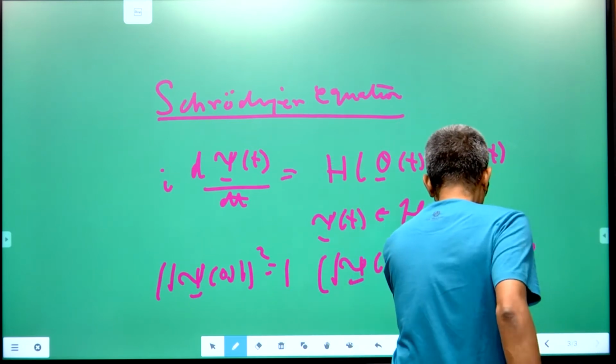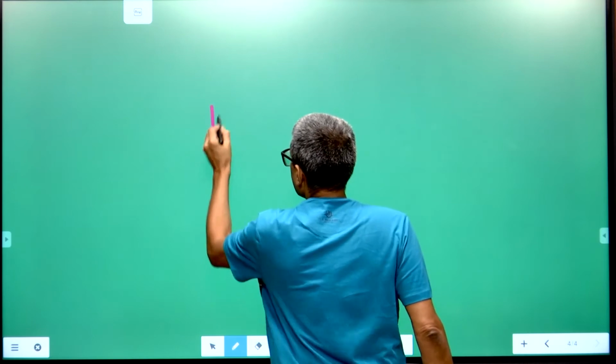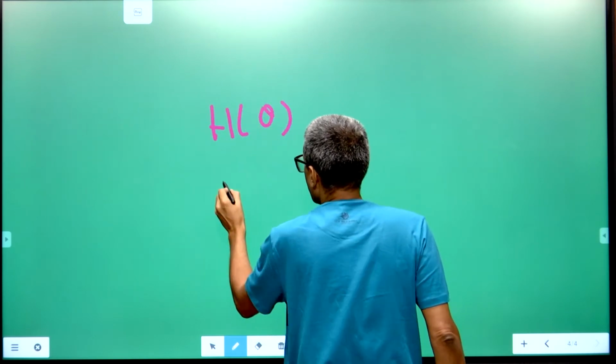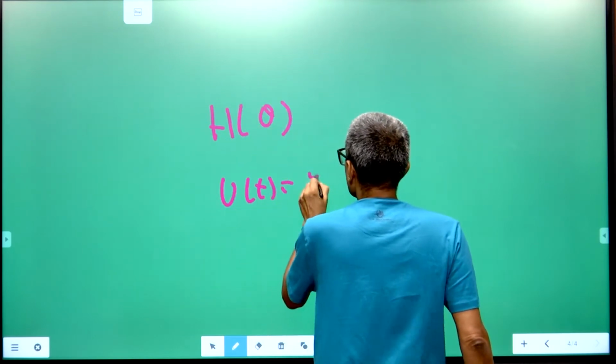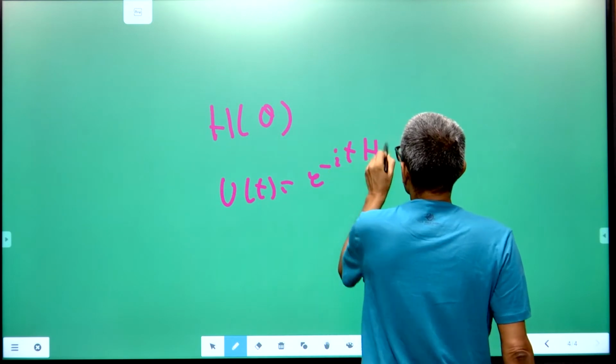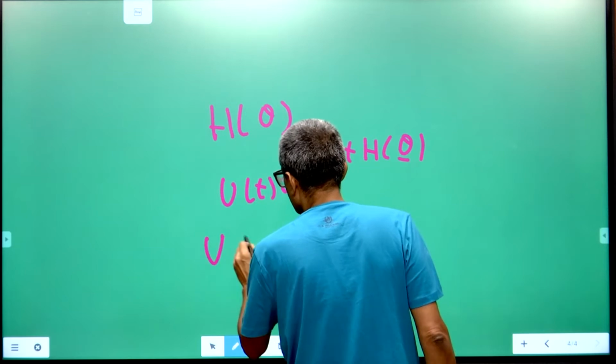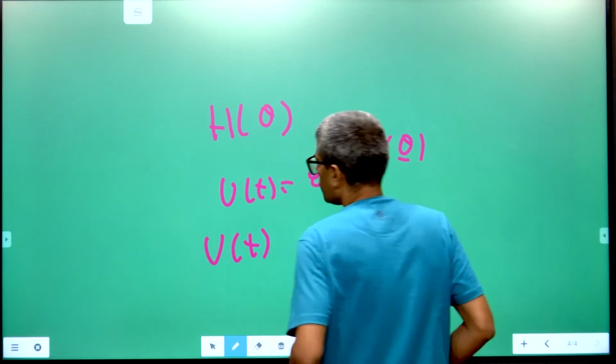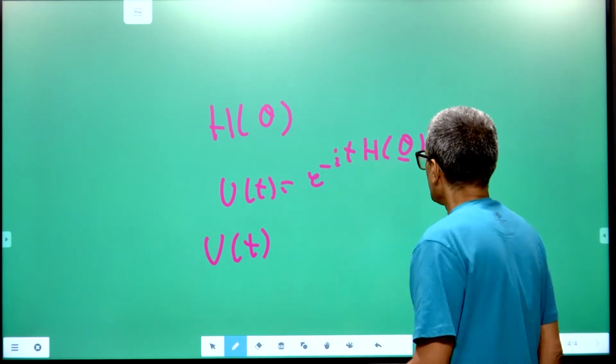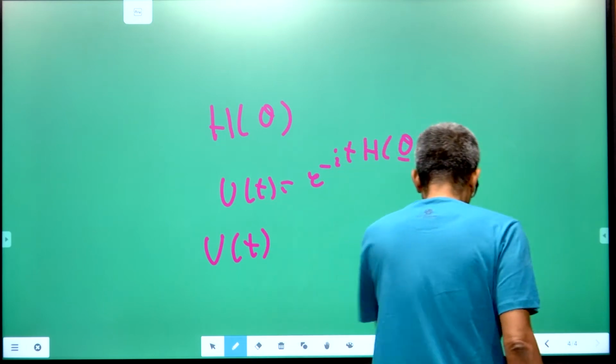In fact, if H is not dependent on time, say H is a function of just theta, then you can write the unitary evolution operator as e to the power minus i t H theta, which is obviously a unitary operator. But if it depends on time, then you have to use a Dyson series like expansion and prove that it is unitary. To prove that it is unitary is not very difficult.